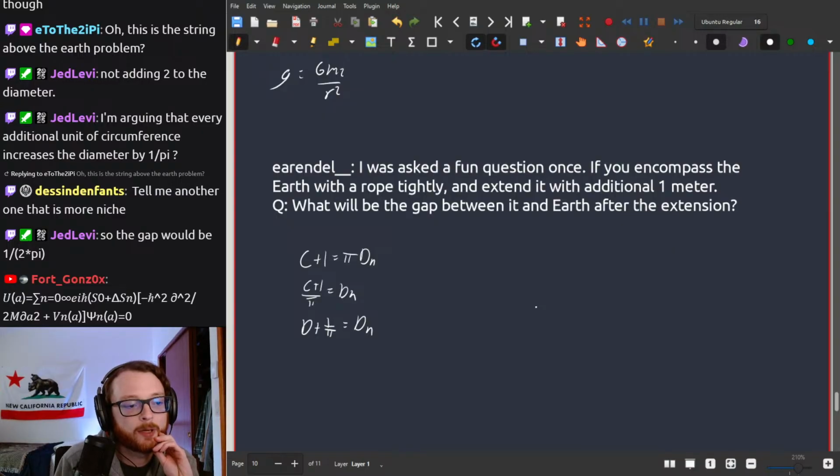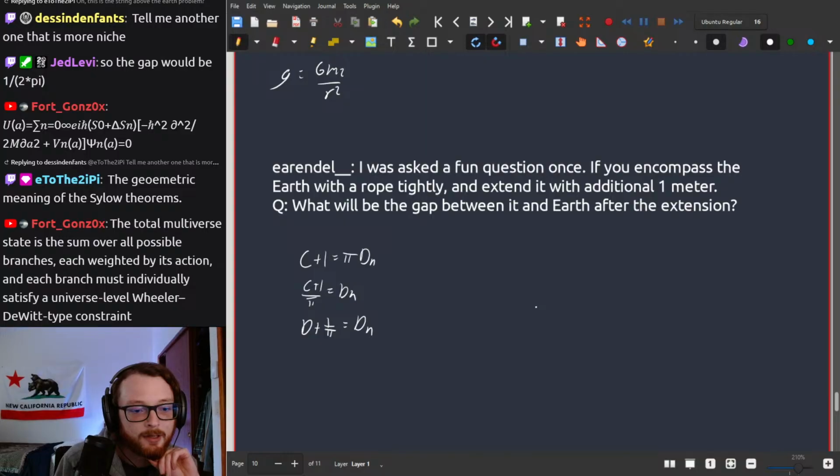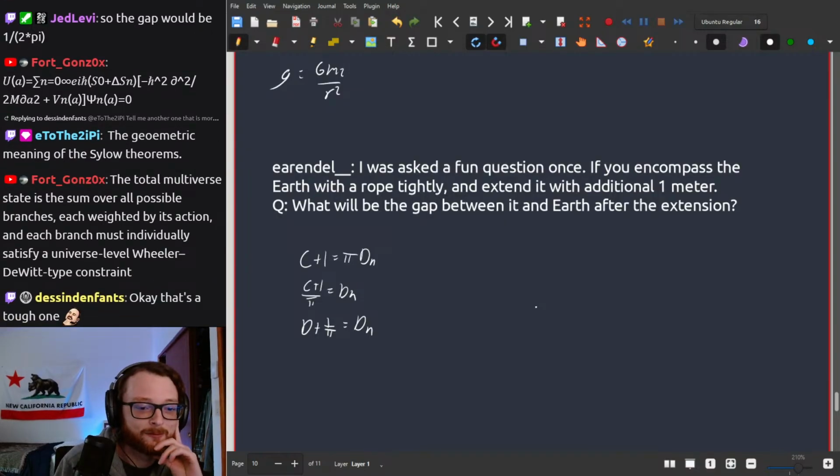So yeah, just 1 over 2 pi? I think I agree with that. Yeah, Jed. So that'd be like a few feet, I think. Wait, no. Smaller. No, no, oh my god, it's a few feet. No, it'd be like a few inches, maybe.